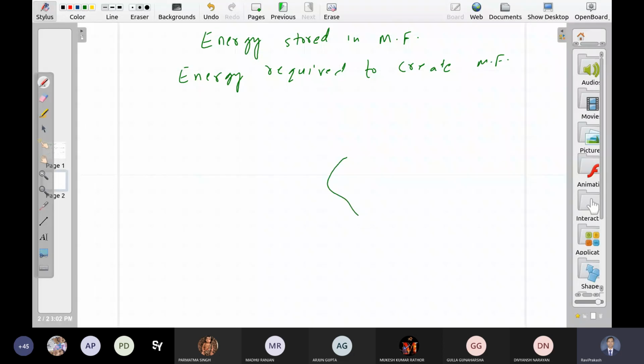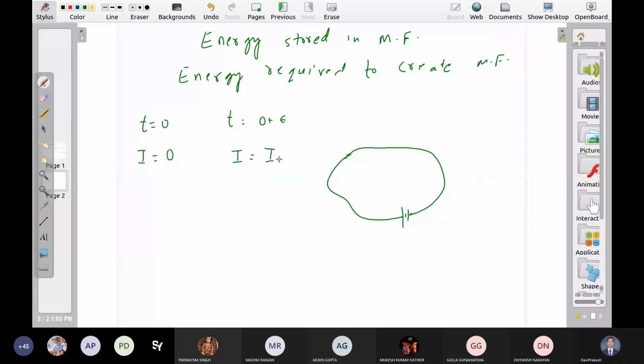Let us say we have this current loop and we connect a battery at some end, let us say here. As soon as we connect this battery, there is a current in the circuit, right? So at t is equal to 0, there was no current, and after some small time, current goes to its maximum value, let us say I naught. So obviously current rises, and it is rising at a very high rate.